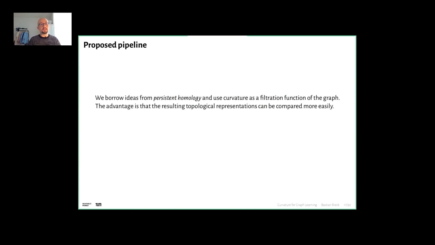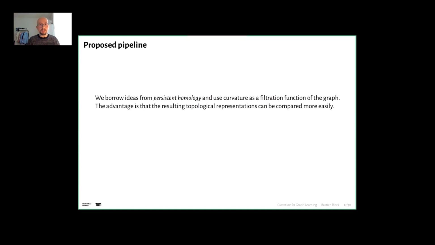This is something we'll see on the next slide. The advantage of why we're doing this is that if we translate the problem of comparing graph distributions into the problem of comparing topological representations of these graph distributions, then we have made the problem much, much simpler, because the topological representations permit very simple representations. They permit very simple calculations in terms of statistics. You can, for instance, calculate a mean quite easily, and so on and so forth. All of those things are not necessarily given on the distributional level.